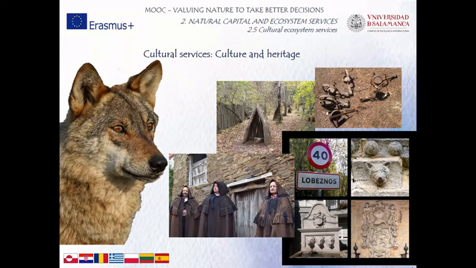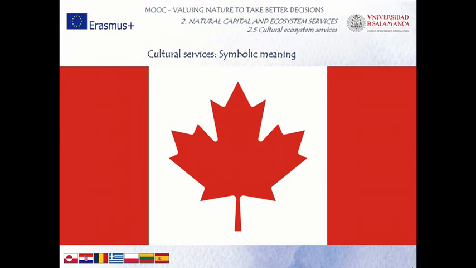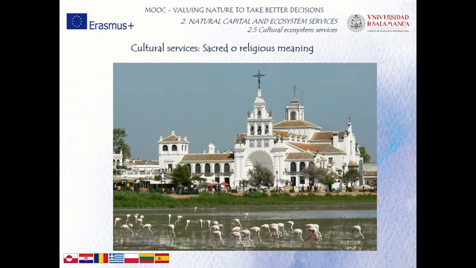There are many places for which life has been molded, has been heavily influenced by the presence of some species, for instance the wolf in some places of Spain, but I'm sure that you all will find examples near to your places that even have changed or have created the name for some locations, like Lobeznos in Spain, coming from the word lobo, which is wolf, of course. Then, of course, we all know about the symbolic meaning of nature. This is a very common example, which is the leaf of a maple tree as a symbol of the flag of Canada. The spiritual or religious meaning is also a source of cultural ecosystem services.